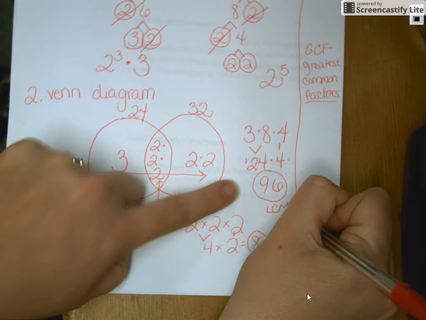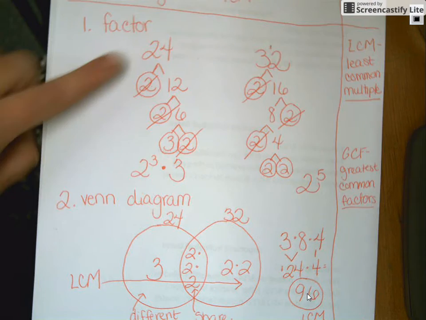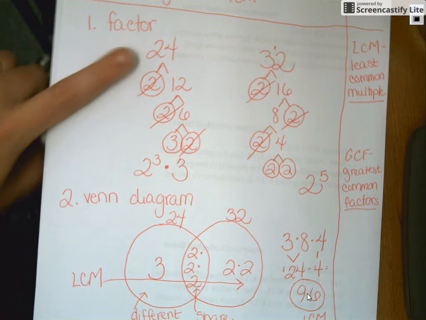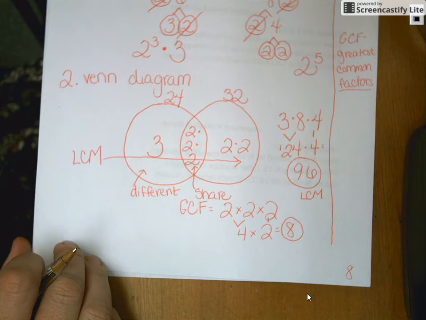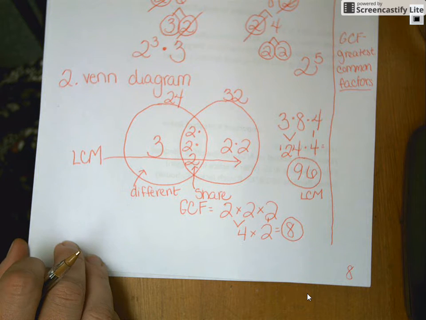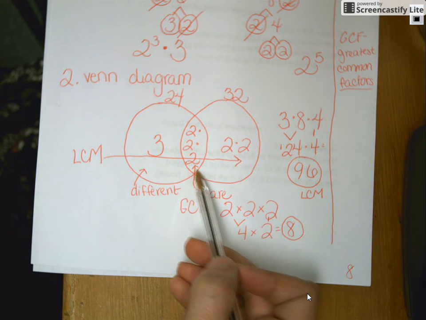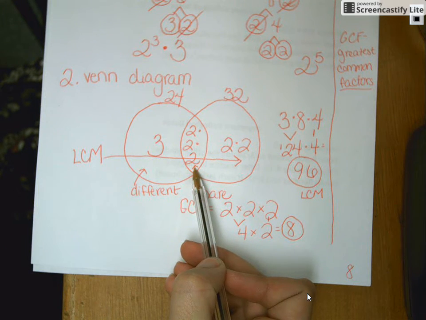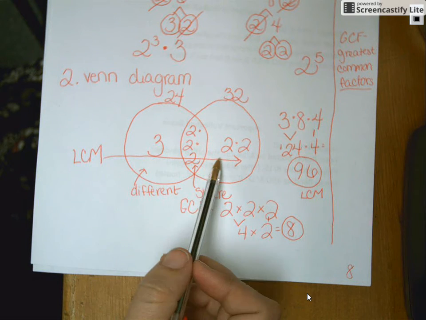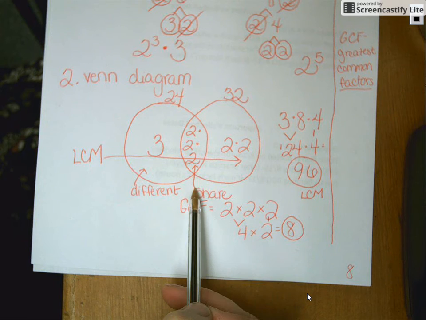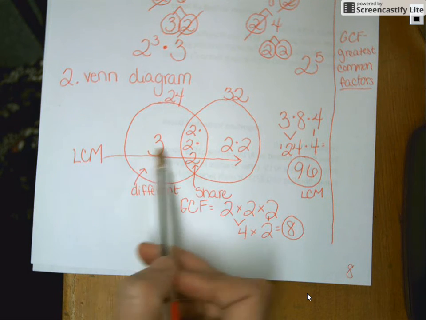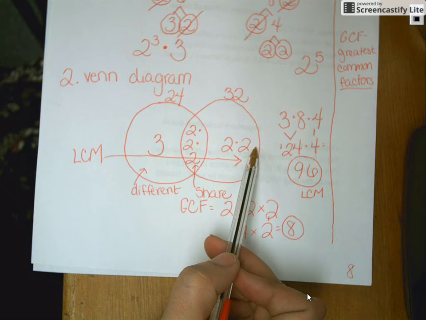Thank goodness I didn't have to count by 24s until I hit 96, right? But that's all there is to it. I just do my Venn diagram, fill in the things that are the same about both of them, and the things that are different. And then I multiply all of the numbers all the way across.